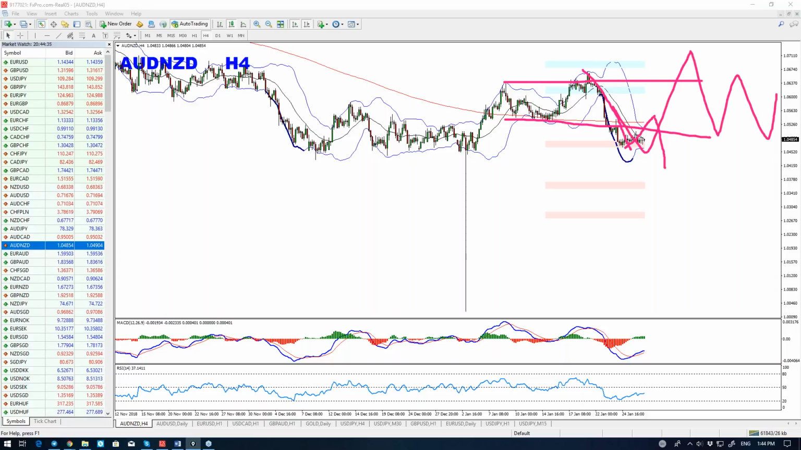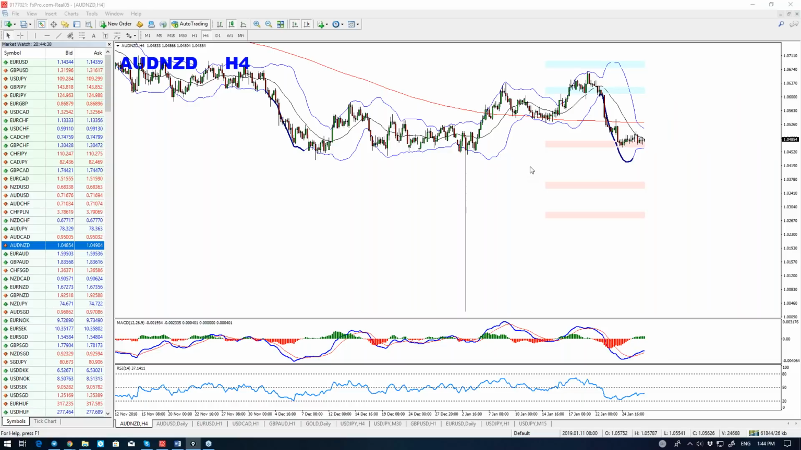As for now, no setups on the Aussie versus the Kiwi. So the bullish plan for the long term remains bullish, but there is nothing to put together and nothing to trade as for now. So Aussie Kiwi is moving to neutral.